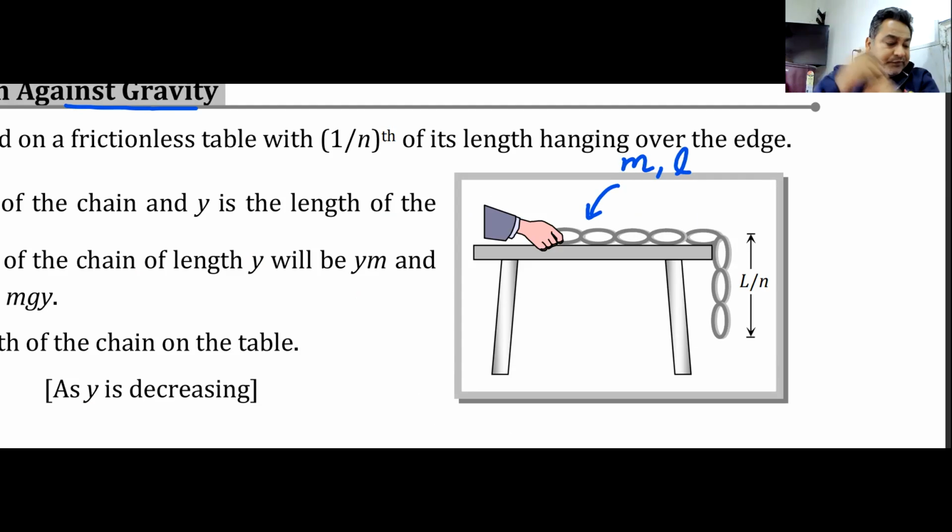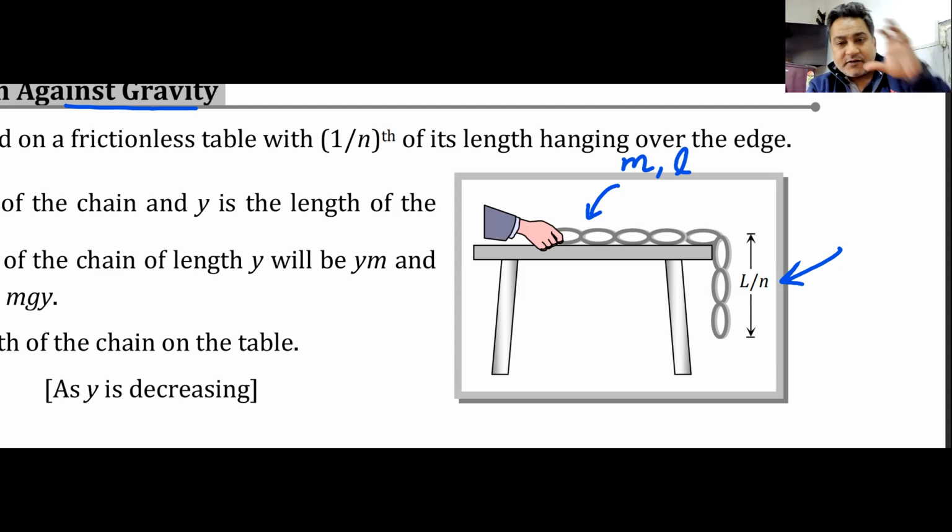Total length is l. Some part of this chain is on the table, horizontal table, which you can see, and some part of this chain is hanging. As you can see, L by N part of this chain is hanging. If N is 2, it cannot be 1, because if N is 1, the entire chain is hanging. If N is 2, half of the chain is hanging, half of the chain is on the table.